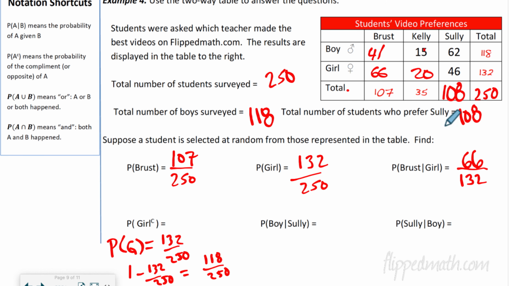Or you can just look at it and then add up all the ones that are not girls. Okay? The probability that it's a boy, given that they preferred Sully. So given that they preferred Sully means that this is only out of 108. And the probability that it was a boy would be 62 out of 108. The probability that they prefer Sully given that it's a boy, that's a different question. So it's given that it's a boy. So you look at the boys. There's 118 of them. So I know this is out of 118. Now the probability they preferred Sullivan is 62.